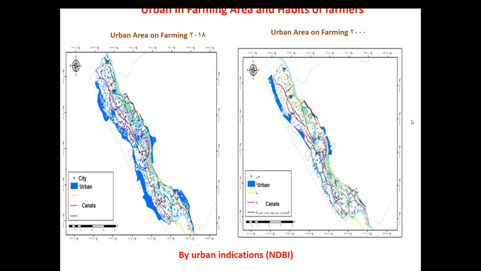You can see the difference between these photos. The difference between two years, the farmland is concentrated with buildings, and that is more dangerous.